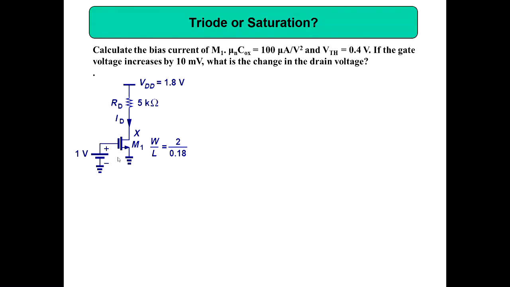When you have this circuit, it is interesting. You can find VGS, which is VG minus VS, and that is equal to 1 volt. Then can you please tell me whether it is in the triode region or the saturation region? I'll give you 1 minute.